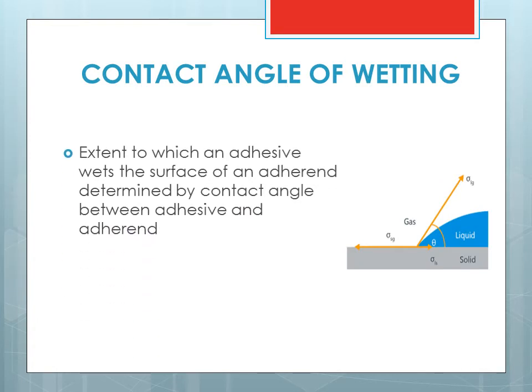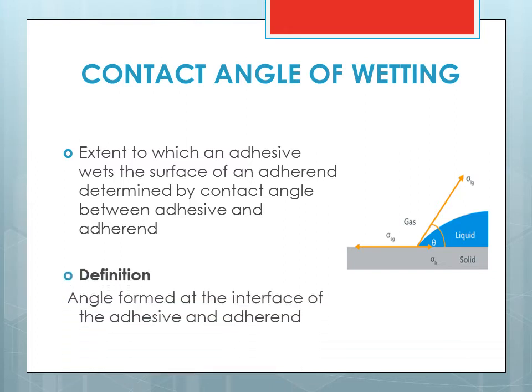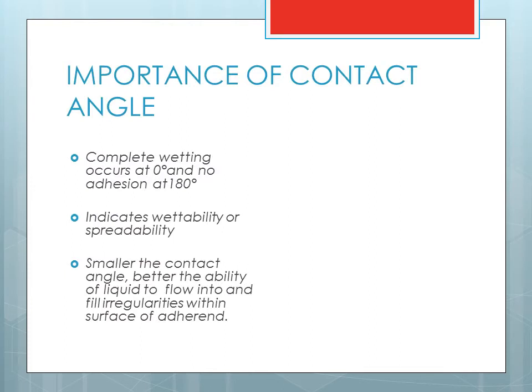Let's talk about the contact angle. If you can recall, wetting is the extent to which an adhesive wets the surface of an adherent, and it is determined by the contact angle between the adhesive and adherent. This is your adherent, and suppose this is the adhesive, the liquid. The angle that is formed between the two surfaces is called the contact angle. It is the angle formed at the interface of the adhesive and adherent. What is the importance? Complete wetting occurs at 0 degrees contact angle and there is no adhesion at 180 degrees.